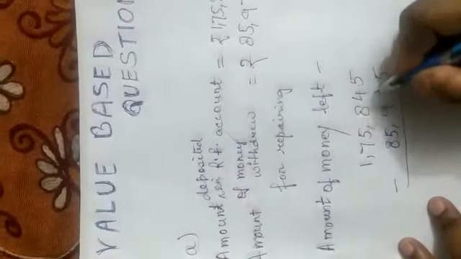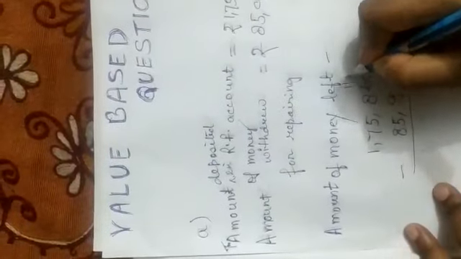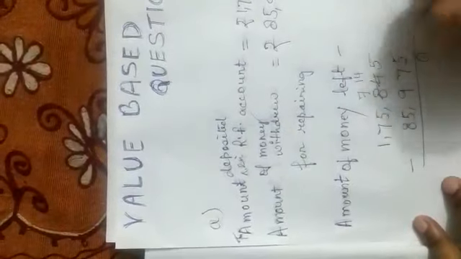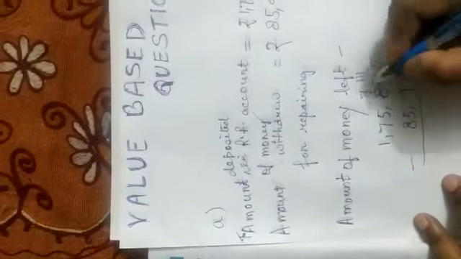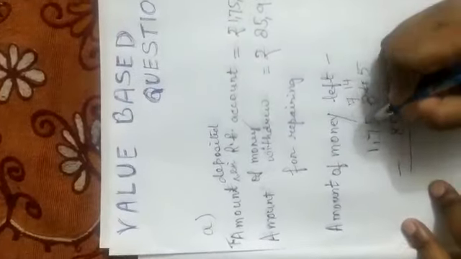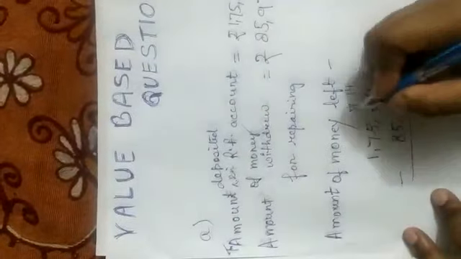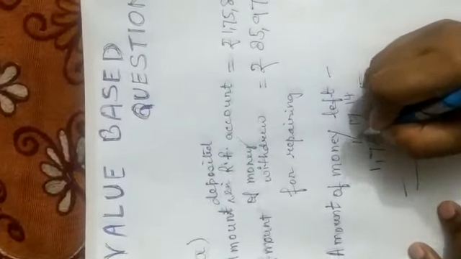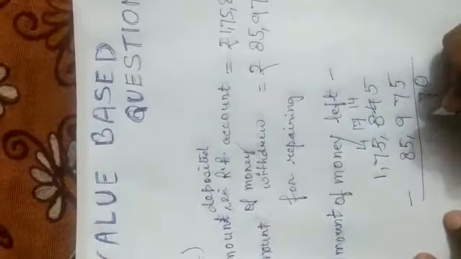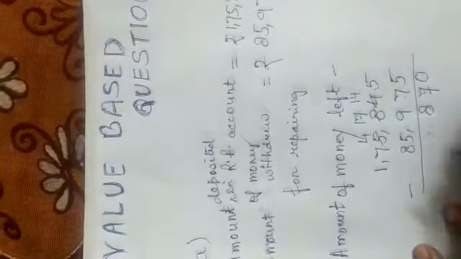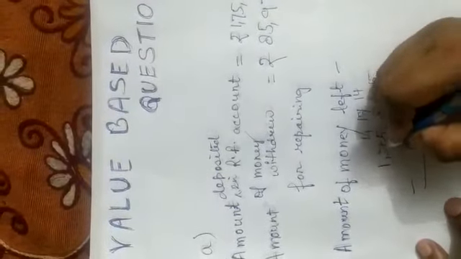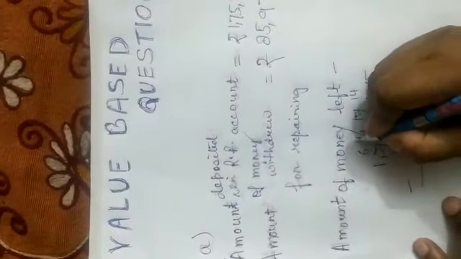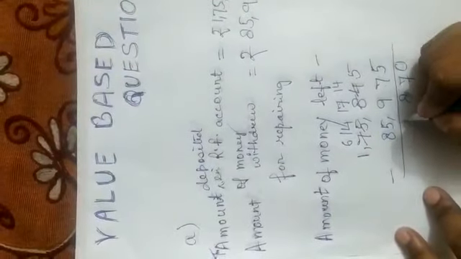5 minus 5 is 0. 4 minus 7 is not possible. 4 will become 14 after borrowing 10 from 8, and 8 will reduce to 7. 14 minus 7 is 7. Now 7 minus 9 is not possible. Again borrowing from the neighboring place value, 7 will become 17, and 5 will reduce to 4. So 17 minus 9 is 8. Again 4 minus 5 is not possible. Borrowing 10 from the 10,000 place, 7 will be reduced to 6, and 4 will become 14. So 14 minus 5 is 9.